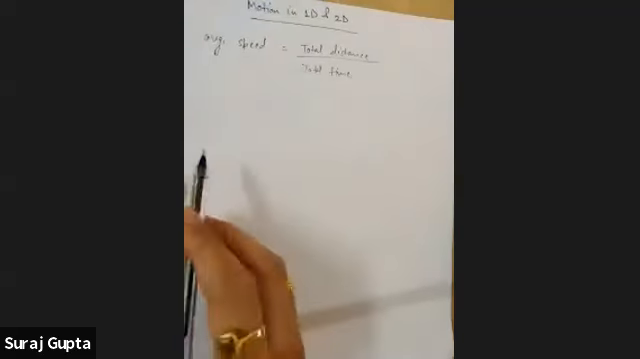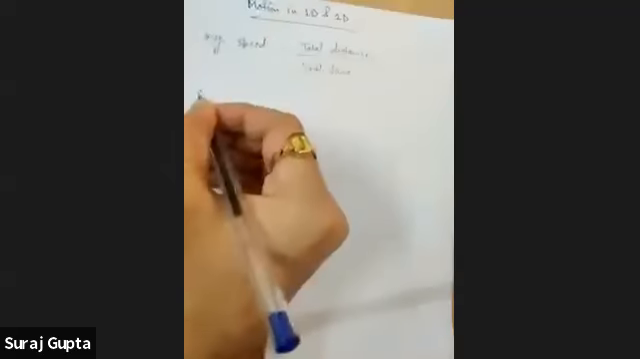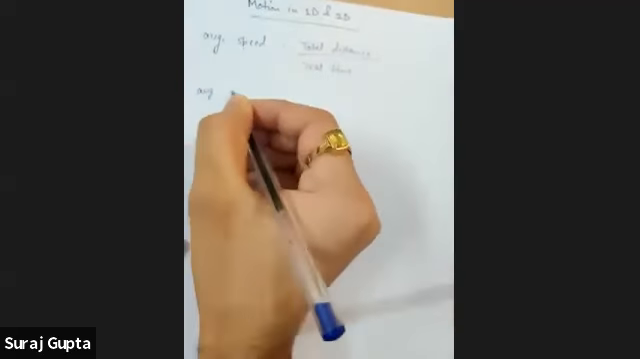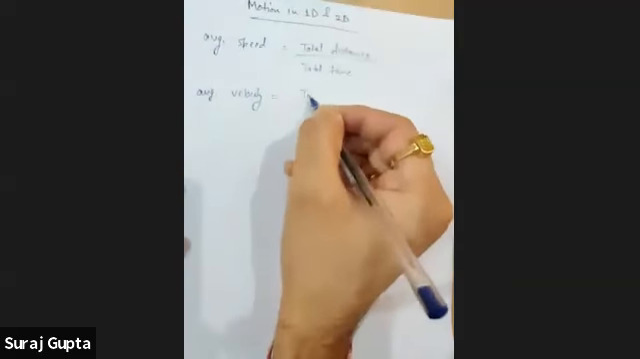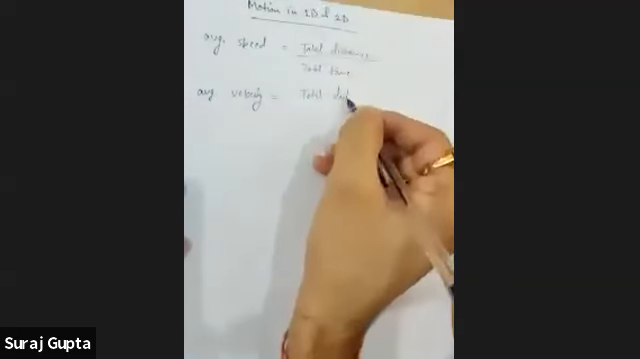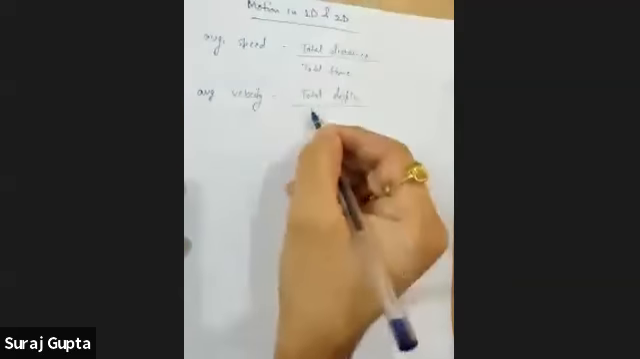So average speed is total distance upon total time, whereas average velocity is total displacement upon total time.